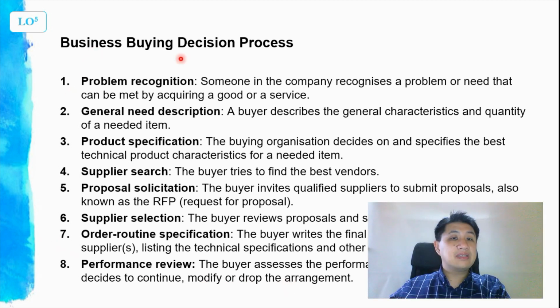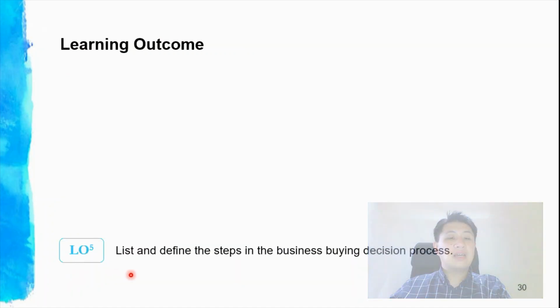So we have the business buying decision process, going from recognizing a problem, to a general need description, a more detailed product specification, looking for suppliers that can meet the requirements, asking for proposals from qualified suppliers, selecting the supplier that submitted the proposal, and from there making a decision and providing the order. After the performance is delivered, we review the performance and see whether they want to continue with the vendor. With that, we have listed and defined the steps in the business buying process.